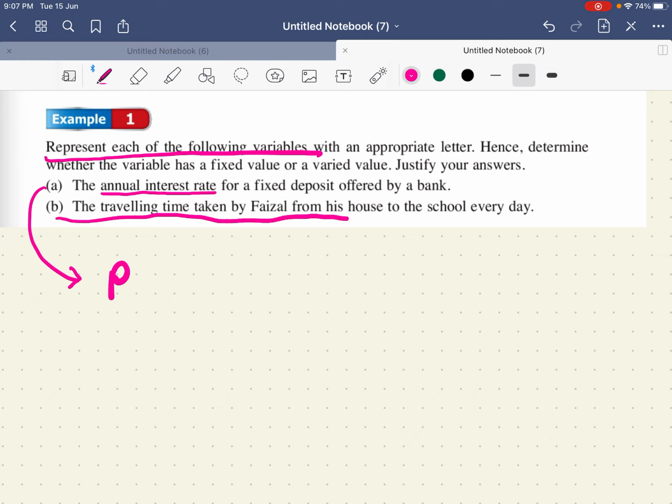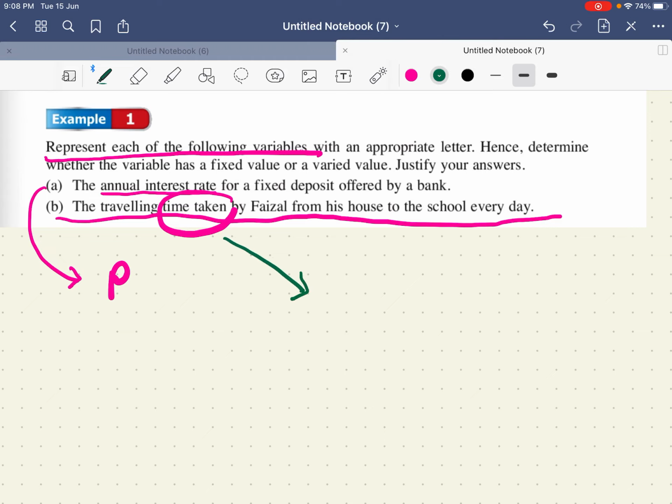Yang kedua, the travelling time taken by Faizal from his house to the school every day. So subjek sekarang adalah time taken, masa yang diambil oleh Faizal untuk travel daripada rumah dia ke sekolah setiap hari. You tak kenal Faizal ni siapa, you tak tahu Faizal duduk dekat mana, you tak tahu dia punya jarak, dia punya distance, kalau nak kira speed lah, guna speed over time tu kan, sorry DST.